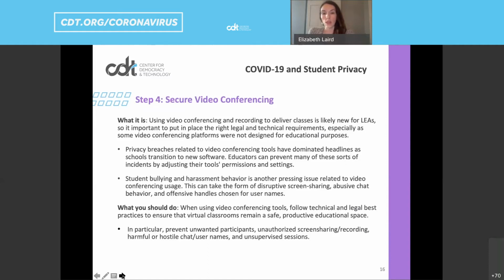And so one of the main things to do here is to make sure that you have the right agreements in place with these vendors, because many of them were not developed with an educational purpose in mind, and that you configure these in such a way that you are preventing any unwanted participants from joining. They are not able to share their screens or record without permission. They can't bully each other in chats or choose offensive screen names. They're not able to initiate sessions without being supervised. So a lot of that comes down to the technical configurations of these tools.